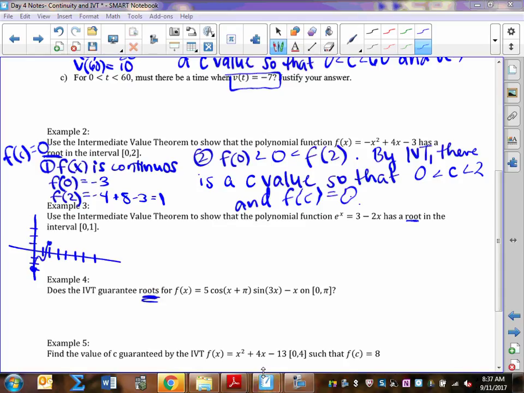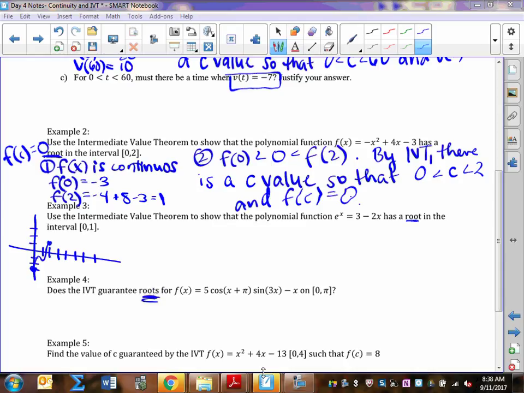And again, your little connecting words might be different. You might say, by IVT, there exists a c value such that 0 is less than c less than 2 and f of c equals 0. Or by IVT, there is a c value where 0 is less than c, which is less than 2, such that f of c equals 0. That's fine, as long as you've conveyed those big ideas there. The mathematical way would be to say there exists a c value such that. But as long as you've got that main idea there. Questions on that?